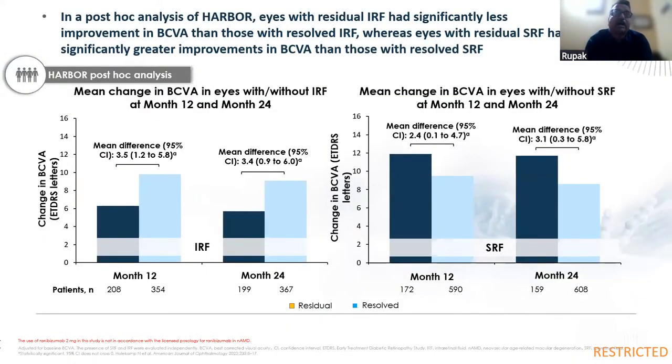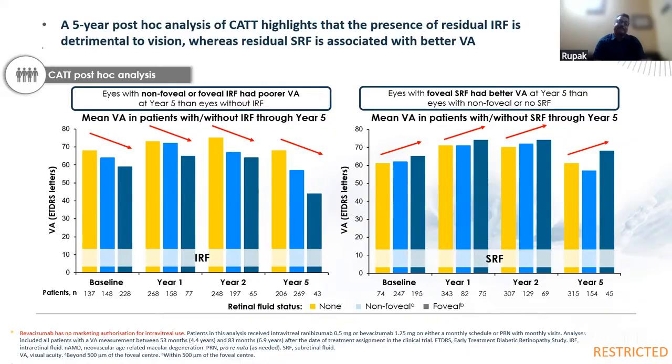HARBOR was another very large-scale study, where patients with residual IRF had significantly less improvement in vision than those with resolved IRF, whereas eyes with residual SRF had significantly greater improvement. So basically, again and again, all these major studies show what we see in our clinic day in, day out: patients with intraretinal fluid, cystic degeneration, tend to do worse than patients who have a remnant of subretinal fluid.